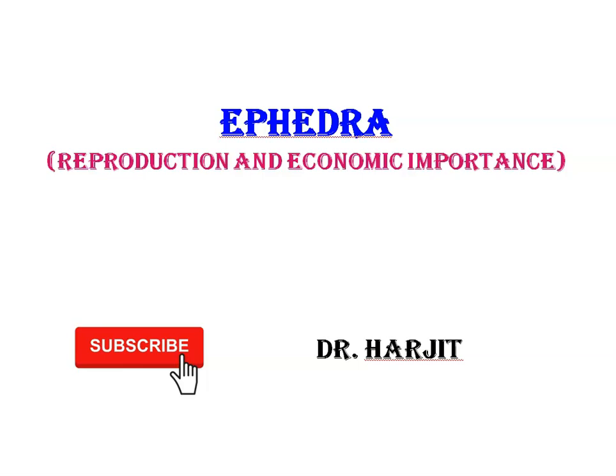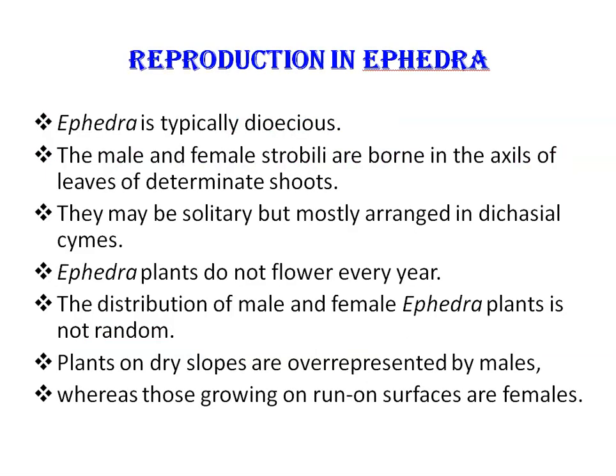Our today's topic is reproduction and economic importance of Ephedra. Ephedra is dioecious with male and female cones occurring on separate plants. Only Ephedra foliata is monoecious.